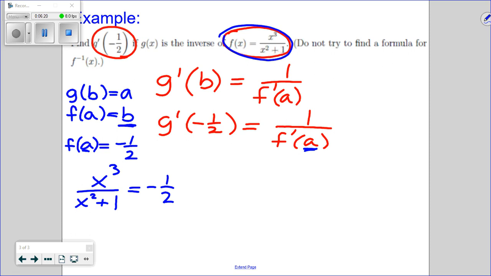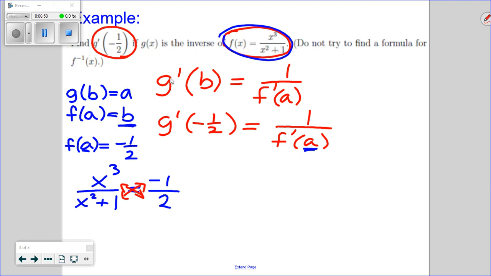Okay, so to me, this looks like a proportion. So I'm going to cross multiply in order to solve for x. But because I'm dealing with this negative 1/2, I need to either make the numerator negative or the denominator negative. I think I'm just going to make the numerator negative. All right, so then we're going to cross multiply. This is just solving a proportion.